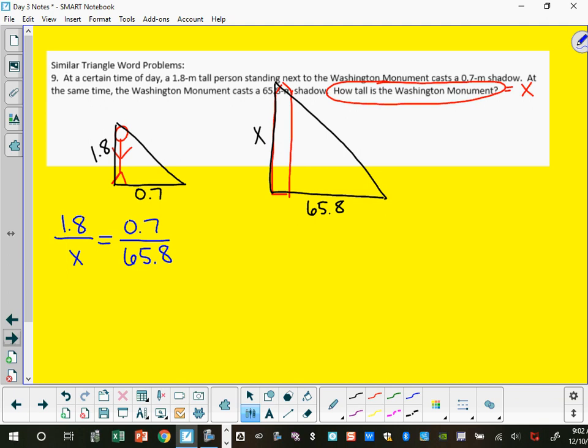Eli could have said 1.8 over 0.7 is equal to x over 65.8. He could have went backwards. He could have started with 65.8 over x. It does not matter as long as your proportion is consistent. So 0.7 times x is 0.7x. What is 1.8 times 65.8?